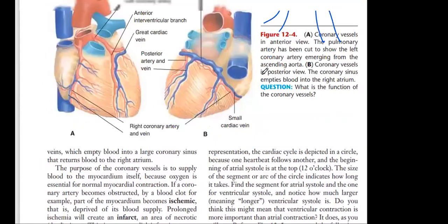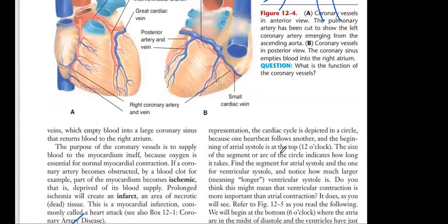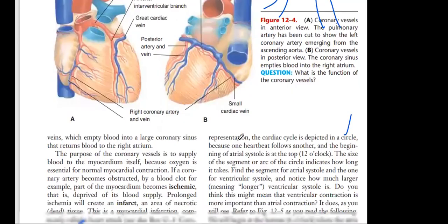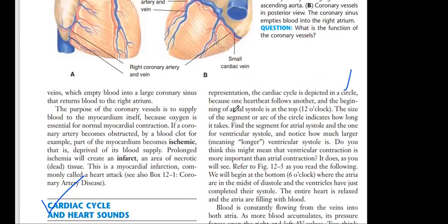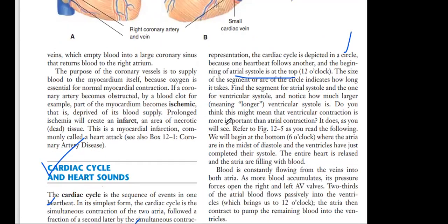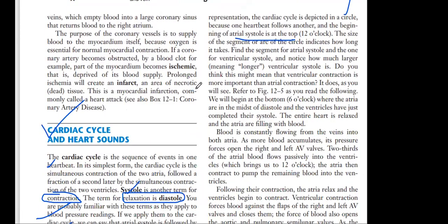In this traditional representation, the cardiac cycle is typically drawn as a circle because one heartbeat follows another. The beginning of atrial systole is at the top, 12 o'clock. The size of the segment of the circle indicates how long it takes. Find the segment of atrial systole and the one for ventricular systole, and notice how much larger, meaning longer, ventricular systole is. Do you think this might mean that ventricular contraction is more important than atrial contraction? It does, as you will see. We will begin at the bottom, 6 o'clock.